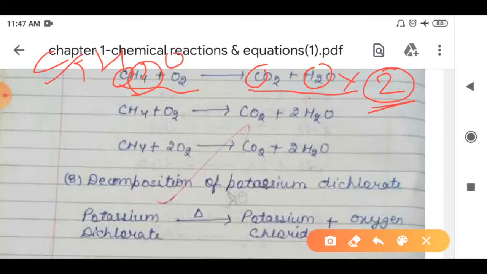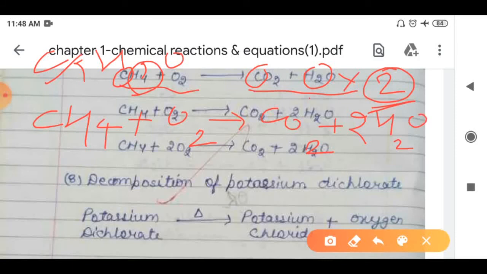we have to multiply it by 2. So see here, what is our equation? CH4, we haven't done anything in the reactant side, so CH4 plus O2, that is equal to CO2, and wherever the hydrogen is present here, so we have to multiply it by 2, that is 2 H2O, right?